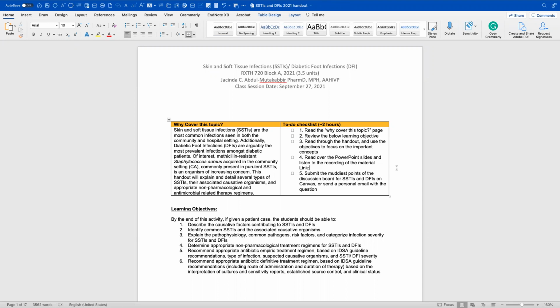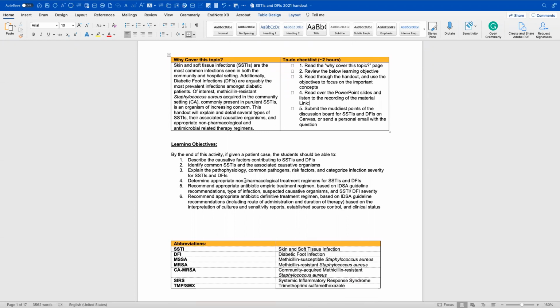And then you want to submit the muddiest points of the discussion to the SSTIs and DFIs discussion page right there on Canvas, the one that Dr. F readily uses. I myself will also use that for you all. And if you have any additional questions, please feel free to put them there so that the rest of your cohorts can see it. Or of course, you all are definitely more than welcome to go ahead and just email me personally and ask me any questions that you may have.